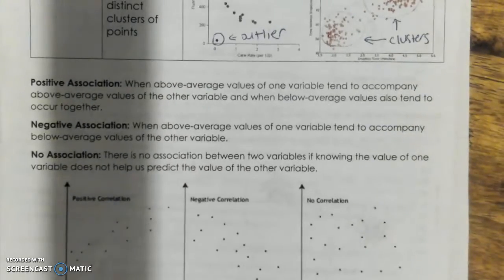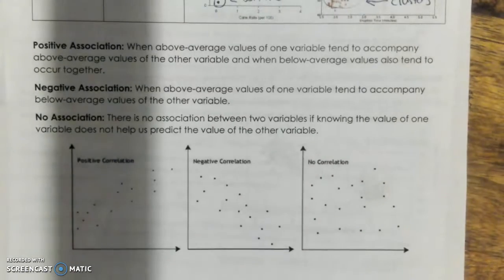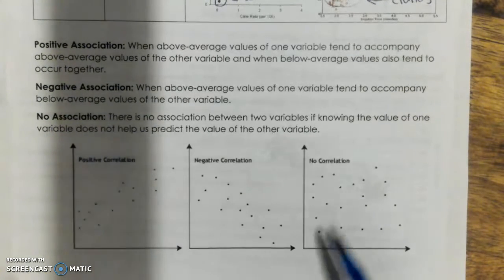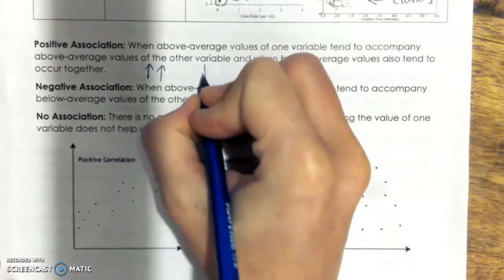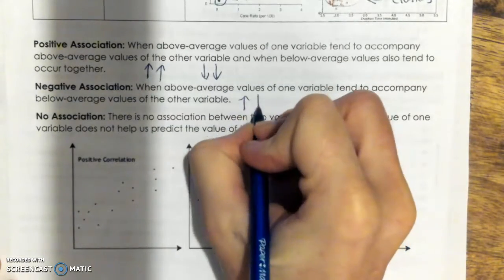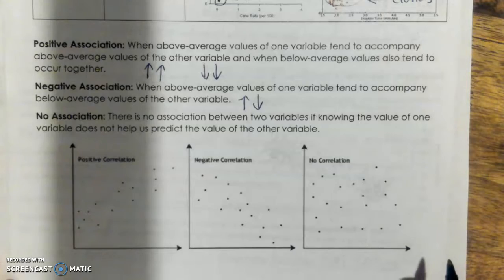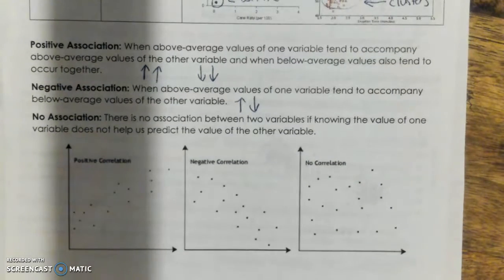All right, back to the direction. Our positive association, our negative association, and our no association. So we talked about what directions each variable would go, and now let's look at it in combination with the scatter plot, right? So with positive, we're just going the same direction. With negative, we're going opposite directions. And with no association, there is absolutely no association, right?